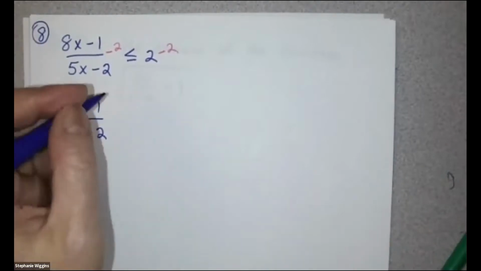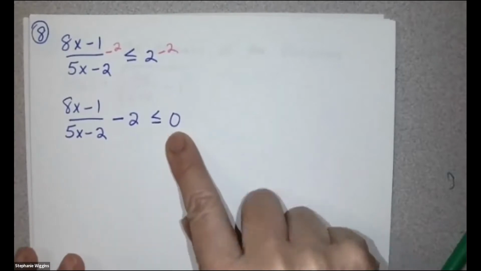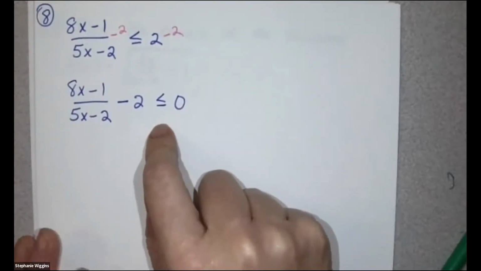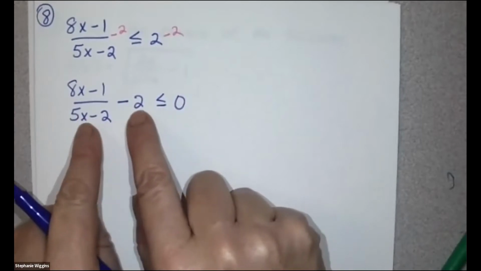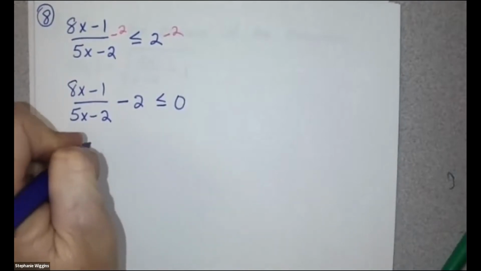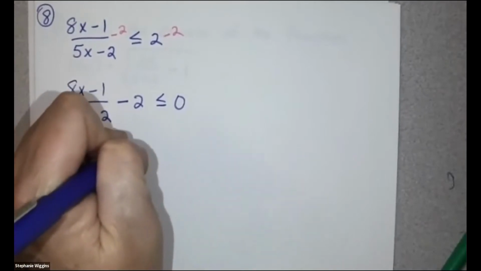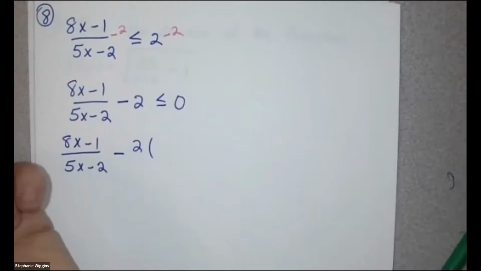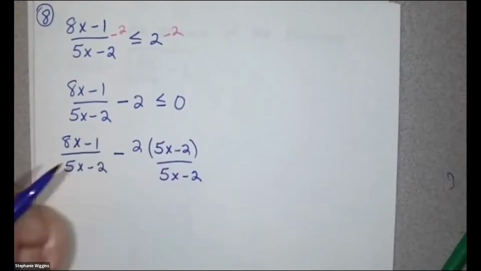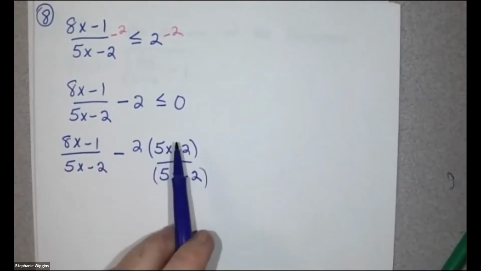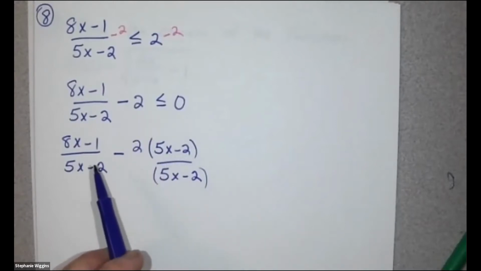And now it's going to have 0 on the right-hand side, which is what I want. This is a rational function, but I want a numerator over a denominator. So I have to combine these two. So this is going to be 8x minus 1 over 5x minus 2, and I'm subtracting 2 times 5x minus 2 over 5x minus 2. So this is 1, right? Multiplying by 1 still gives me negative 2. That's not going to change anything, but now I can combine these.